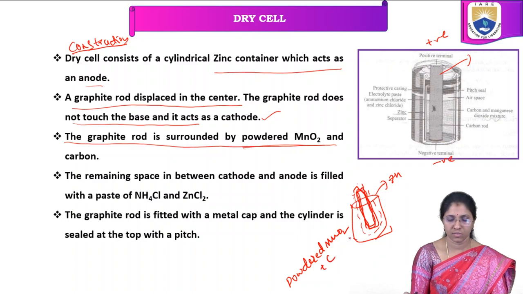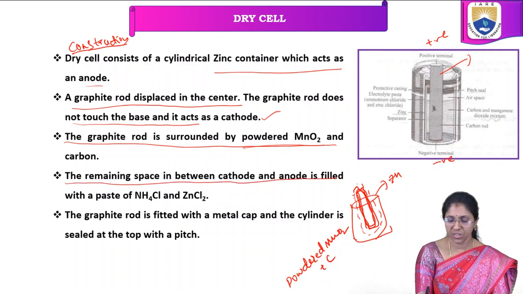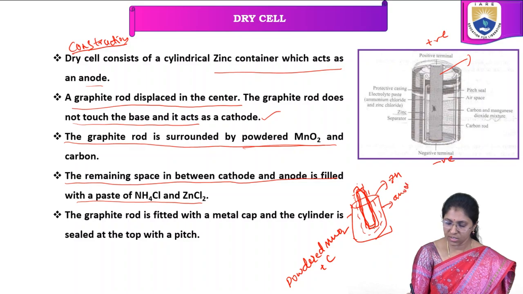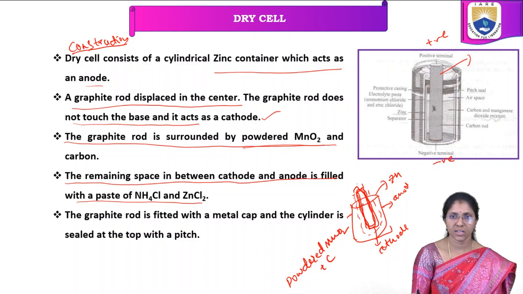MnO2 plus carbon. The remaining space between cathode and anode is filled with the paste of ammonium chloride and zinc chloride. This is anode, and this is cathode. The anode is a zinc cylindrical container, and the cathode is placed in the bottom of this container. The cathode is surrounded by powdered MnO2 and carbon, and between the anode and cathode, the space is filled with the paste of ammonium chloride and zinc chloride.